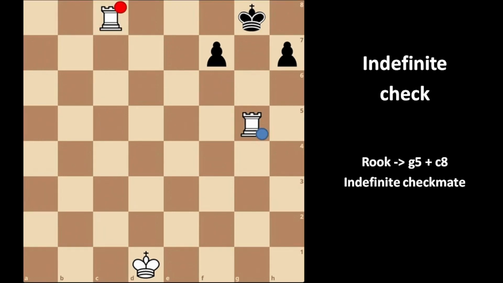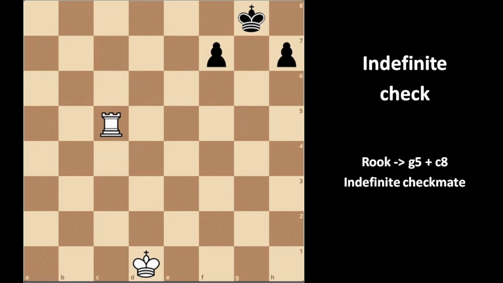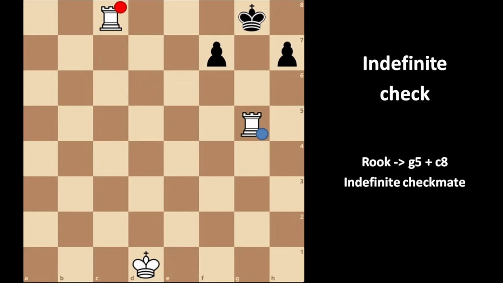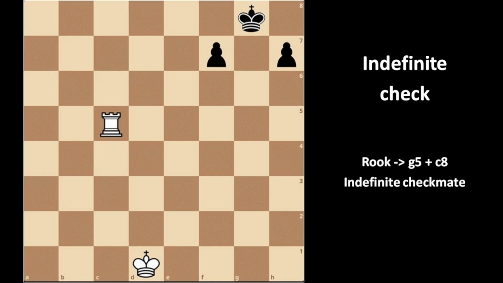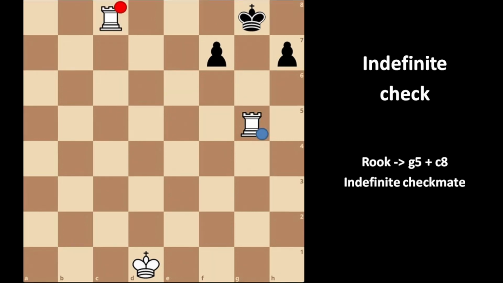The black king on g8 is exposed to an indefinite attack. This is a checkmate because no move can guarantee the black king to get out of it with certainty. Like in conventional chess, a move that could potentially expose the own king, indefinite or not, is not allowed.